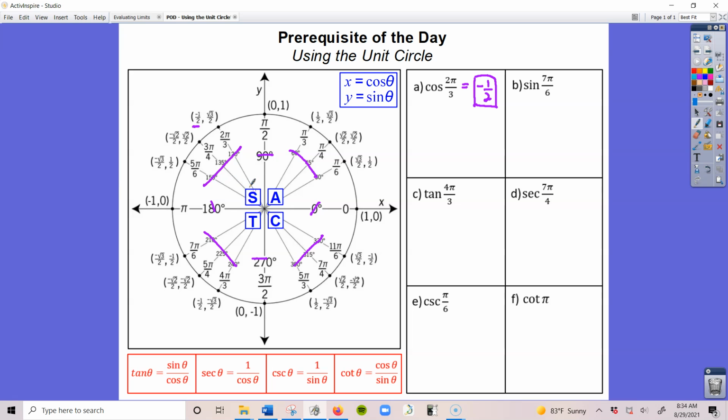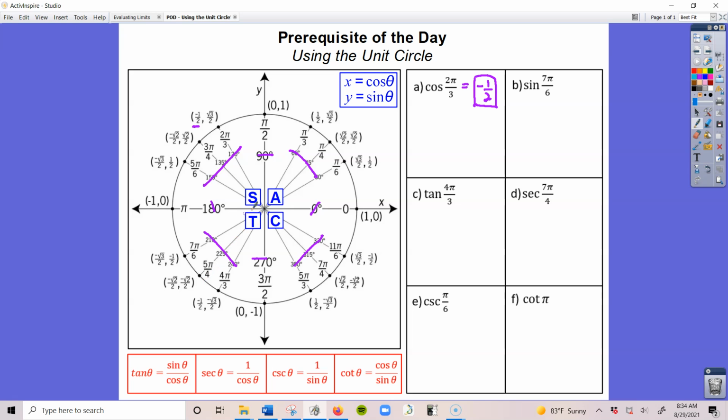In quadrant 2, we have S. This means that only sine and its reciprocal, which is cosecant, are the only trig functions that will be positive. And the radian measures here, the numerator is always one number less than the denominator. So that's why we have 2 pi over 3, 3 pi over 4, etc.